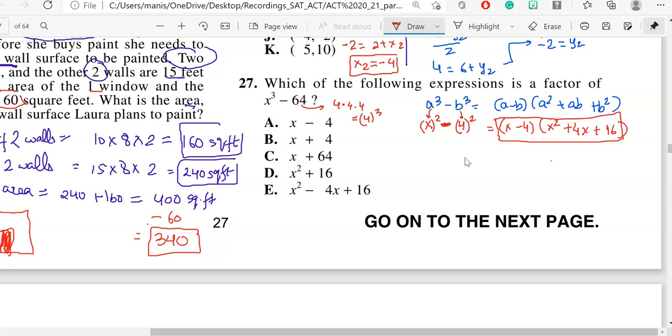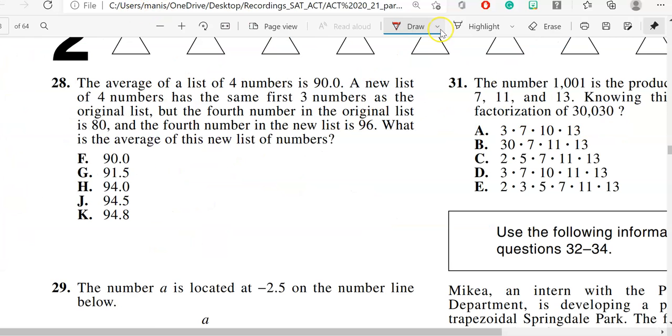Now when I look at this part over here, it says which of the following expressions is a factor. So looking at this, I can clearly make it out. Option A is the correct choice. But when I look at option C, it was also giving me, but the only thing is there's a minus sign and there's a plus sign over here. So option A is the correct answer for question number 27.